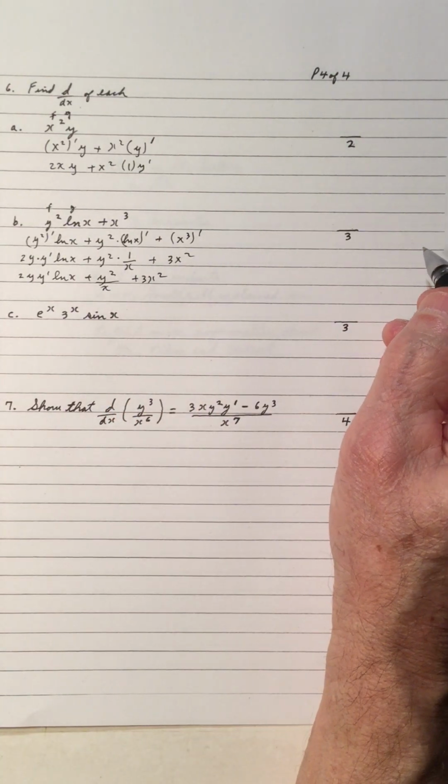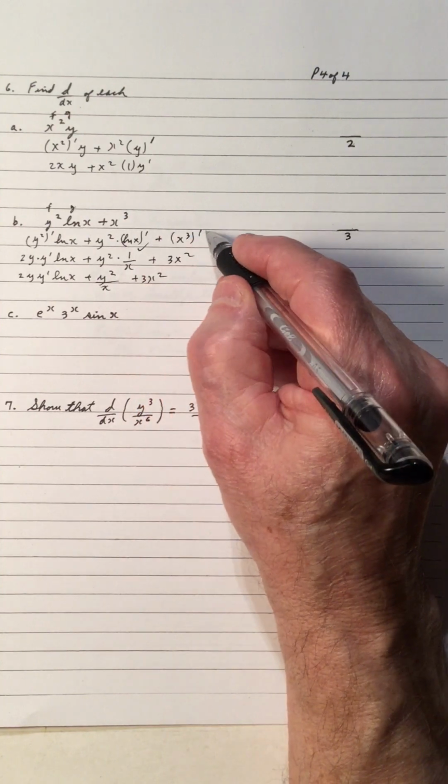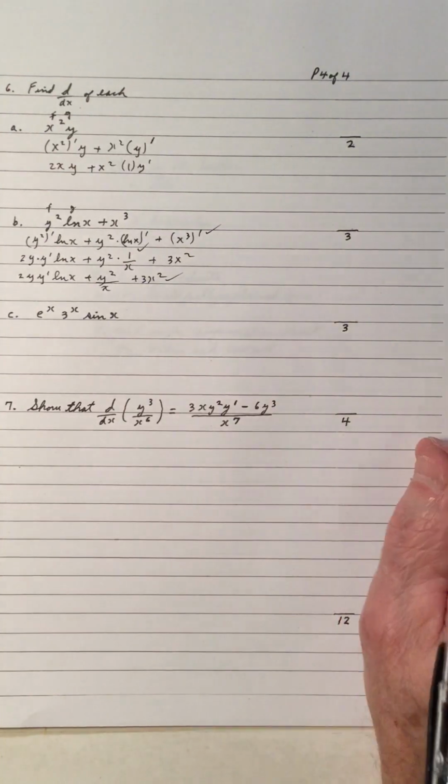And we have 3 marks, so if you did the derivative of this product correctly, you get 2 marks. If you did the derivative here, you get a mark, and there's the final one, 3 altogether.